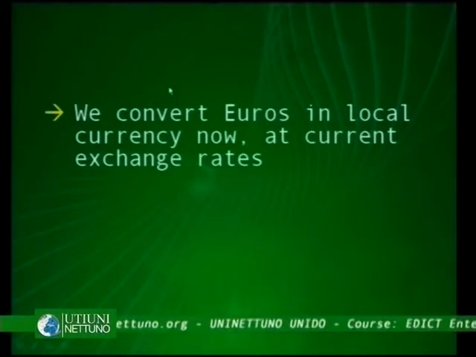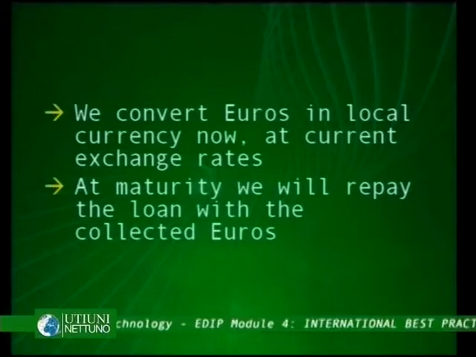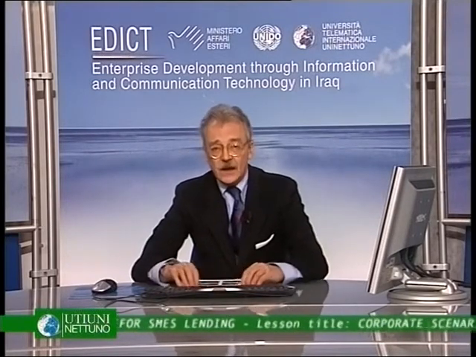that we convert into local currency now at the current exchange rate, which is the one that permits me to pay for the crops of coffee I've been selling. And at maturity, we will repay the loan with the collected euros, meaning I have bought the coffee, I sold the coffee to the Italian company in euros, and after 90 days, I will repay the loan provided by my bank in euros with the euros that the Italian company will pay me back.